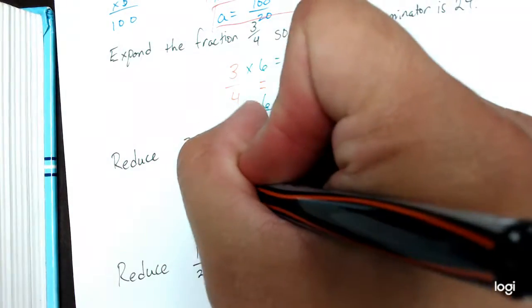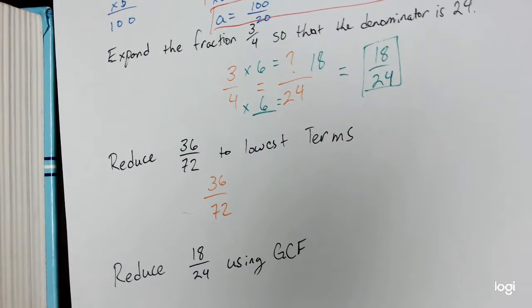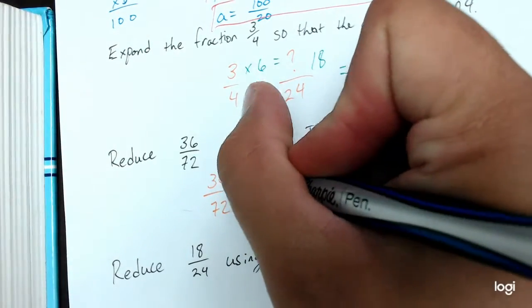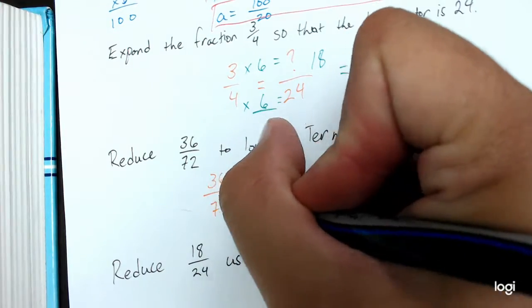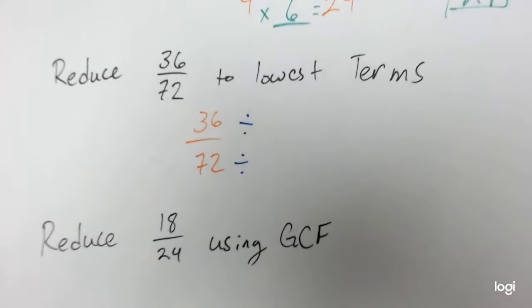We'll go to orange. Say we have 36 over 72 and I need to divide. What I'm going to do is divide both numbers by something that they can both be divided by. This is where divisibility rules come in handy again, right? So what number can go into both 36 and 72?